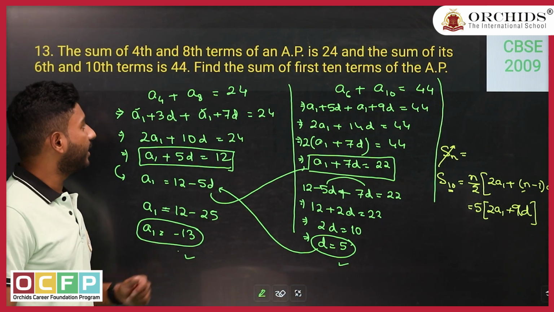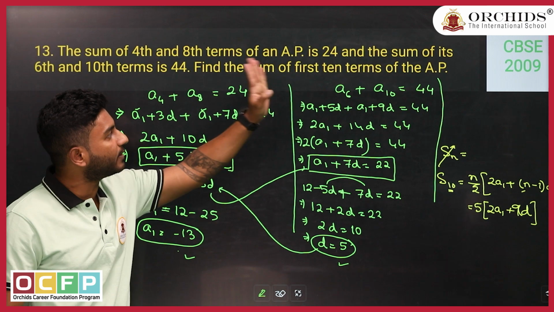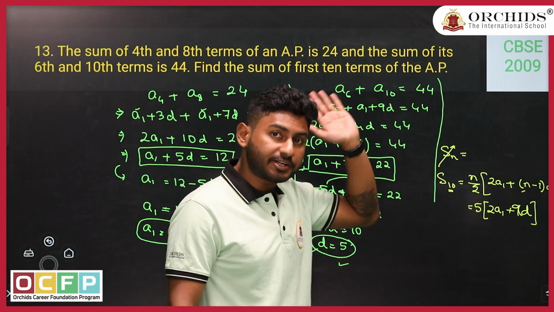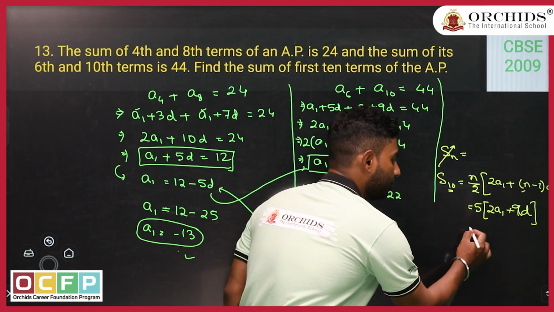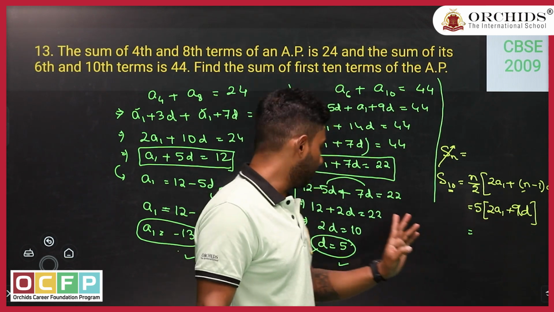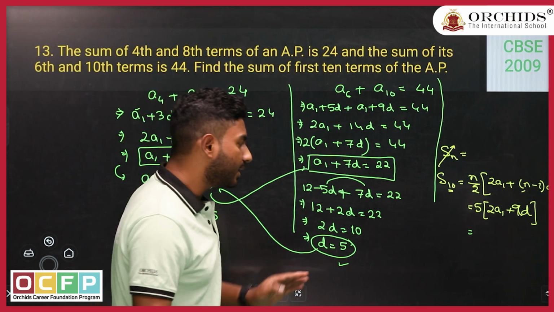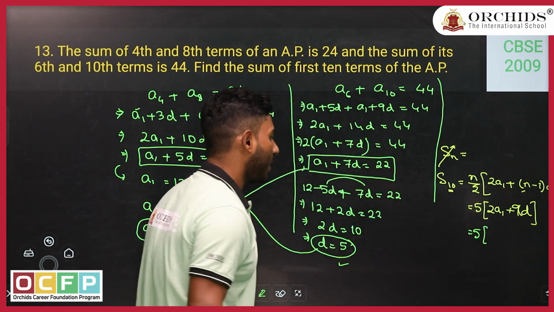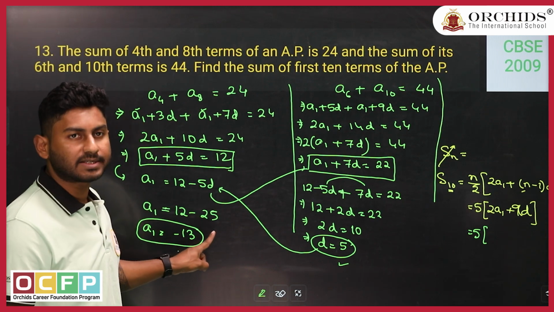But what we need to find? We need to find the sum of the first 10 terms of the AP. Okay, we already initiated this part, fine. But we were stuck somewhere where we didn't know A1 and D. But now we know what is A1 and D. Just put the values. 5 into twice of A1. What is A1? Minus 13.